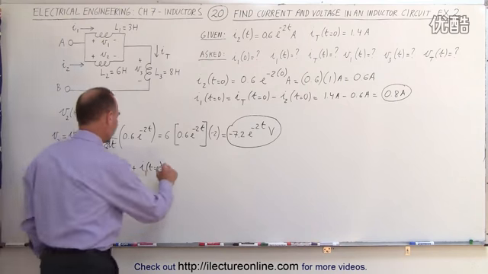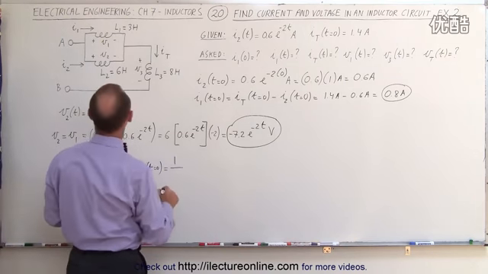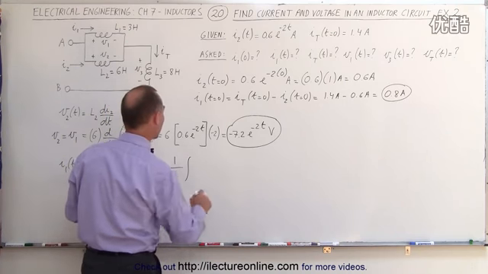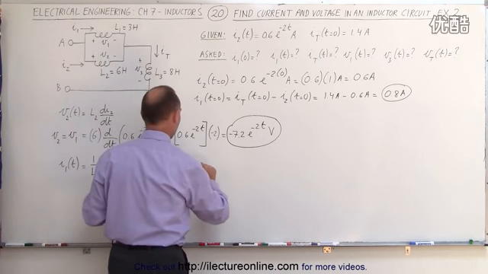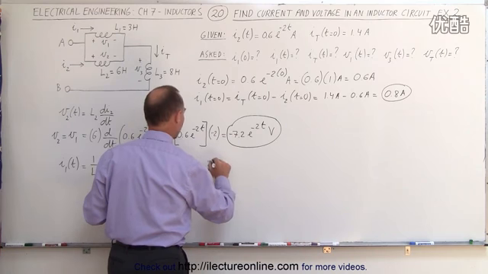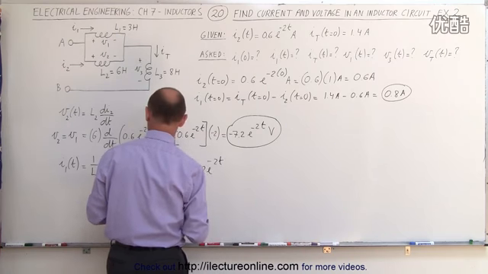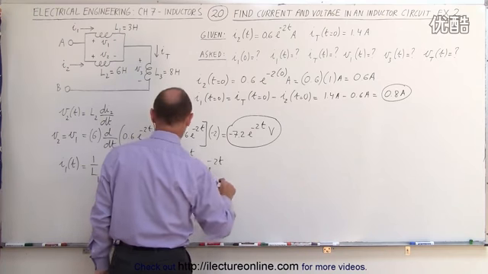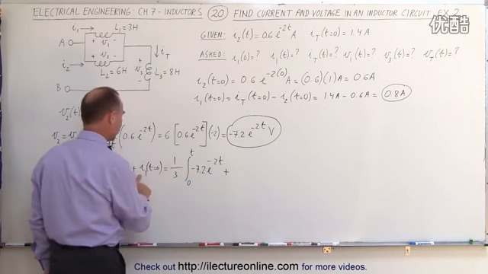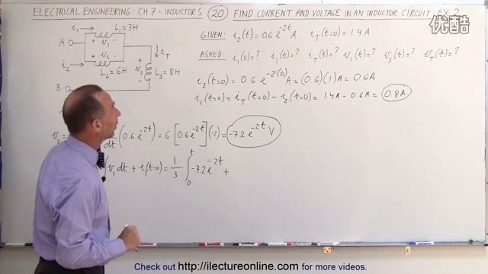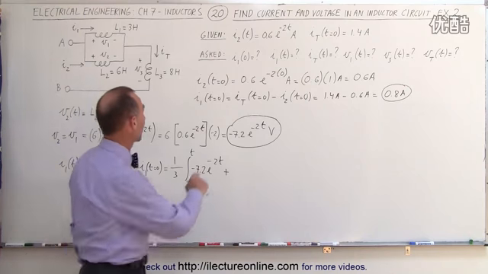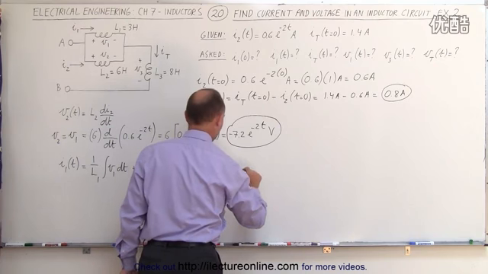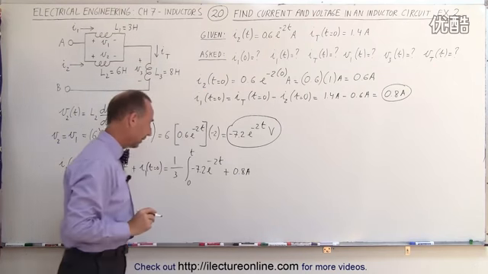So let's go ahead and plug in the numbers. This is equal to 1 over L1, which is 3 henries, times the integral of voltage through 1, which is this one right here, minus 7.2 e to the minus 2t, and we're going to evaluate that from 0 to t. And then we're going to add to that plus the initial current through I1. I1 initial is 0.8 amps. So plus 0.8 amps. Can't forget about that.